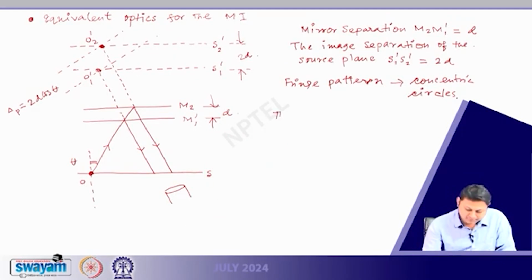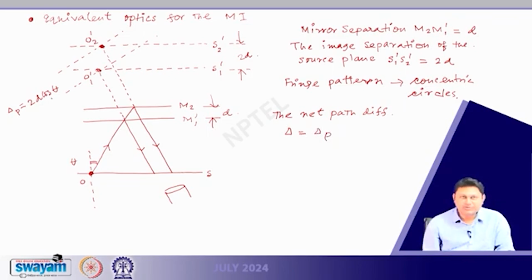So, the net path difference delta will be delta p, which is this path difference 2d cos theta, that is the geometrical path difference we had, plus the path difference due to reflection. And as I mentioned, the relative path difference.